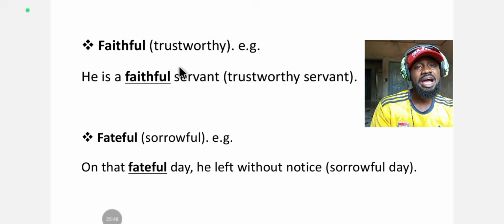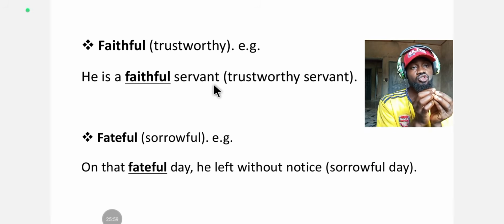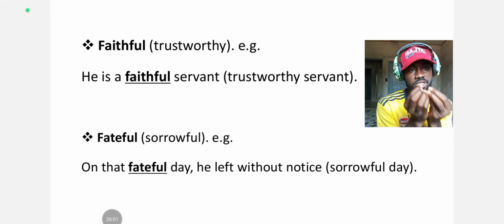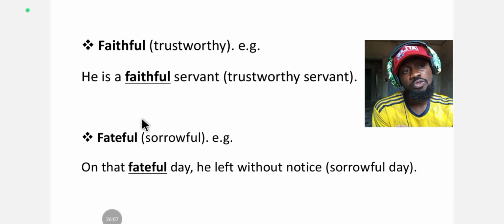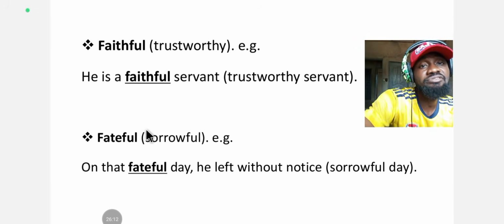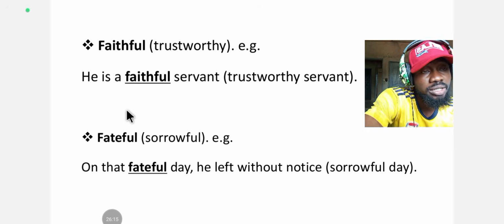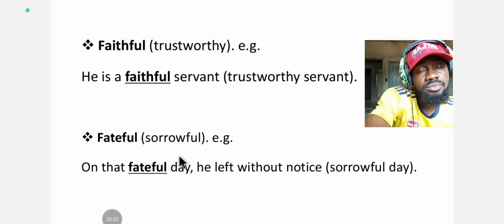The next we have here is faithful, which means trustworthy. For example, he is a faithful servant. It means that such a servant is trustworthy. He can be trusted. He's credible. The next we have here is fateful. They are homophones. Both of them are homophones, okay? So they have different spelling and different meaning, but the same pronunciation. This form, fateful, means sorrowful. So let's use it in an example. On that fateful day, he left without notice.